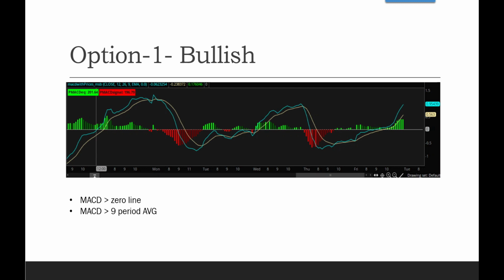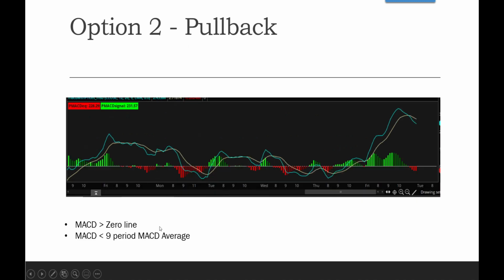So there's a couple of different scenarios that can happen, and the first scenario, which I call bullish, is where the cyan line is the MACD, and the yellow line is the 9-period exponential moving average. So in this case, the MACD is not only above the moving average, but it's also trending above the zero line, right? So I consider this scenario to be the most bullish, right? So MACD is greater than the zero line, and MACD is greater than the 9-period exponential moving average.